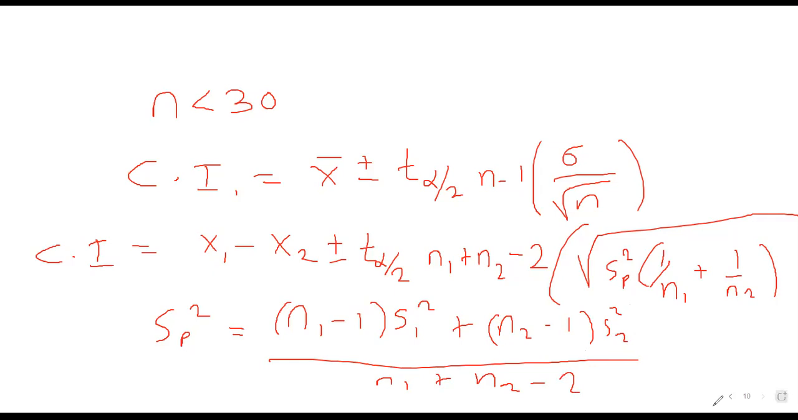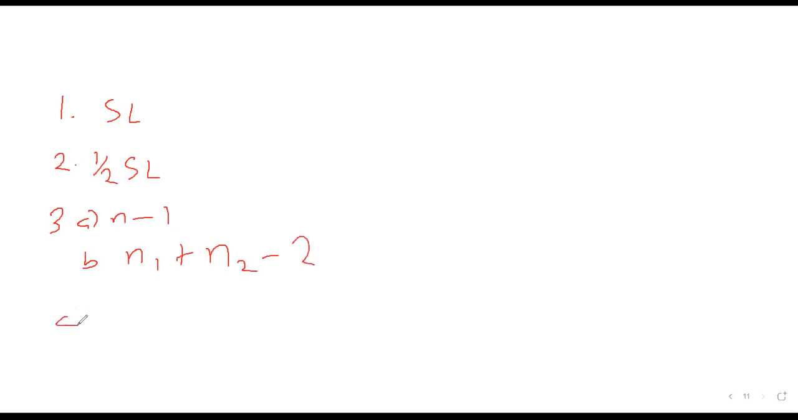Now, when do we read the t table? When the sample is less than 30. How do we read the t table? Step 1, you find the level of significance. Step 2, you halve it. Step 3, you find the degree of freedom. If it's one sample, I'll call this part A, simply n minus 1. If it's two samples, I'll call it part B, you add sample 1 and sample 2 and subtract 2 because they're two samples. And finally, step 4, you read.